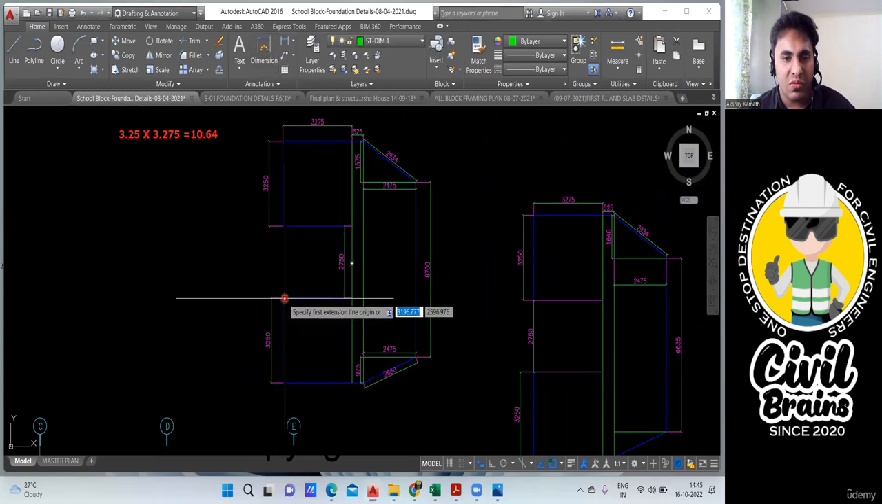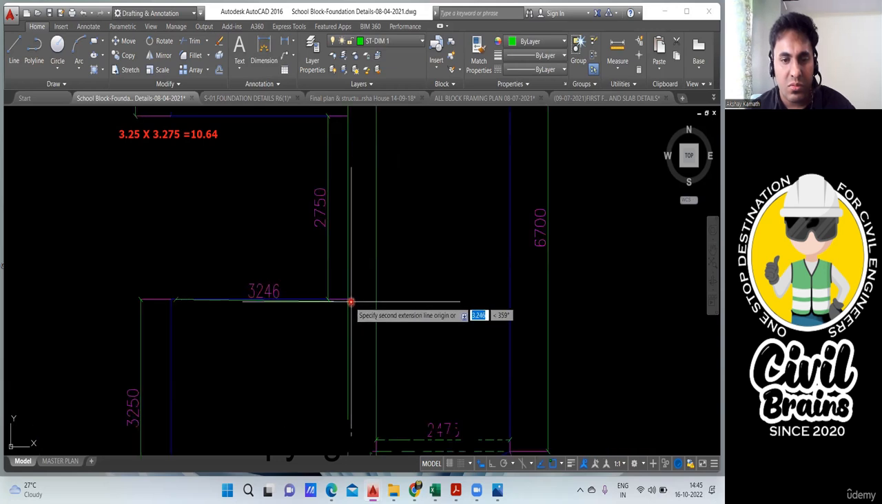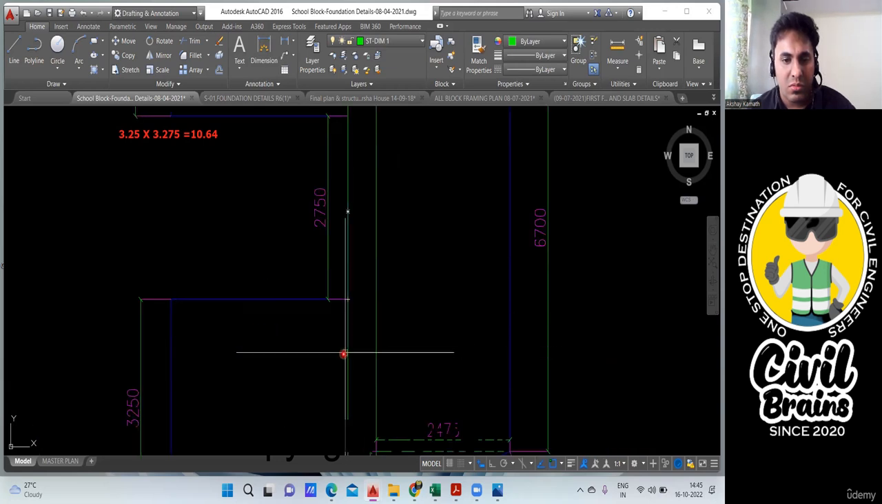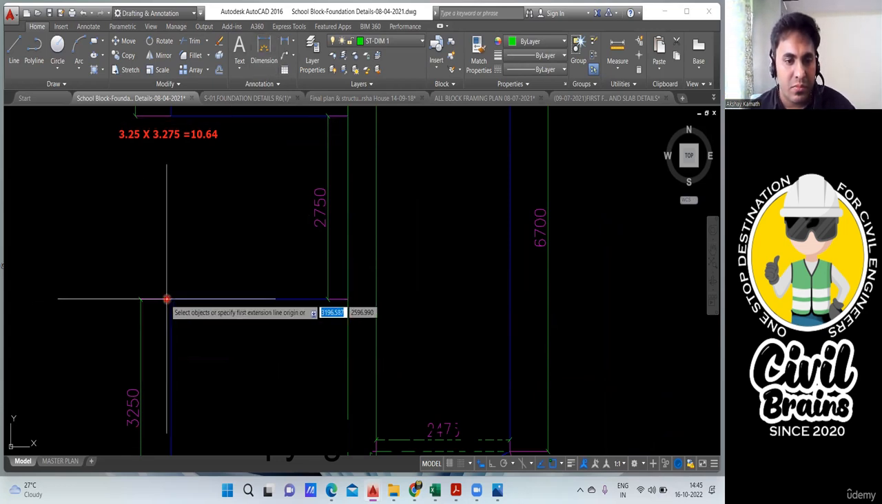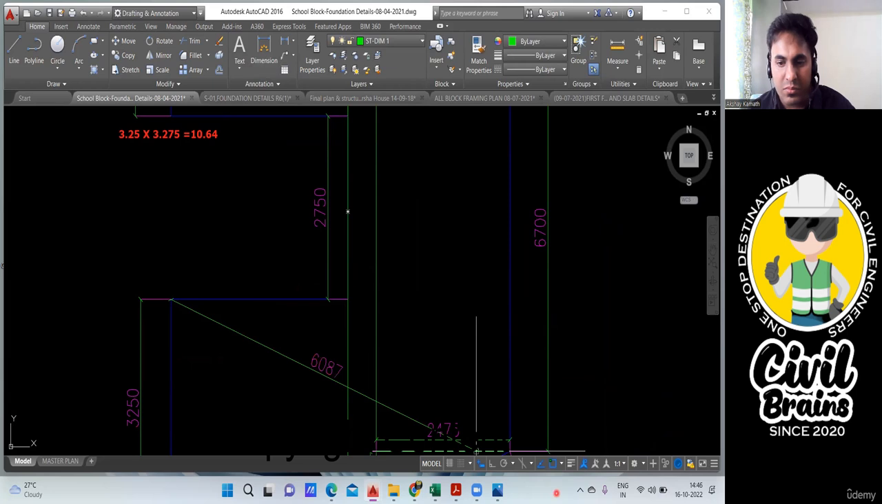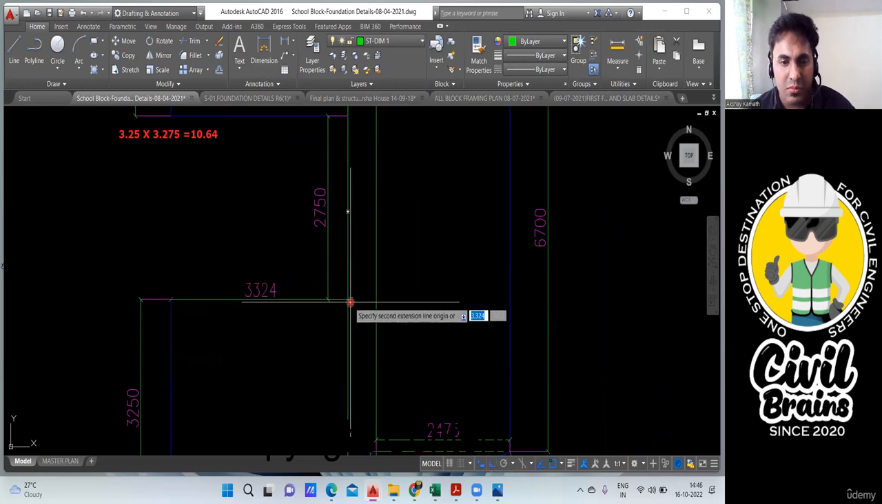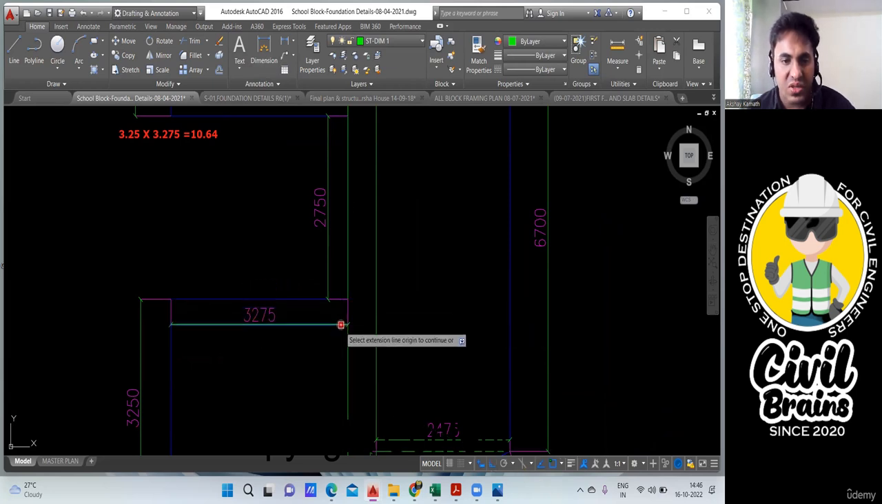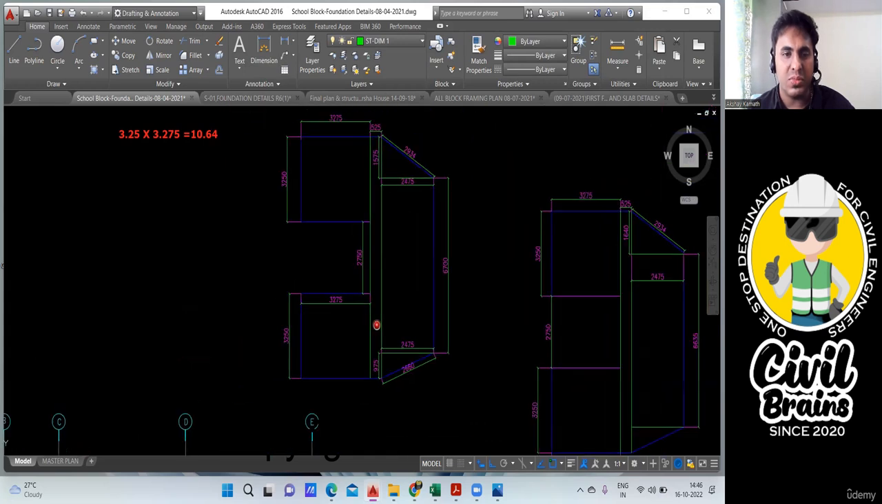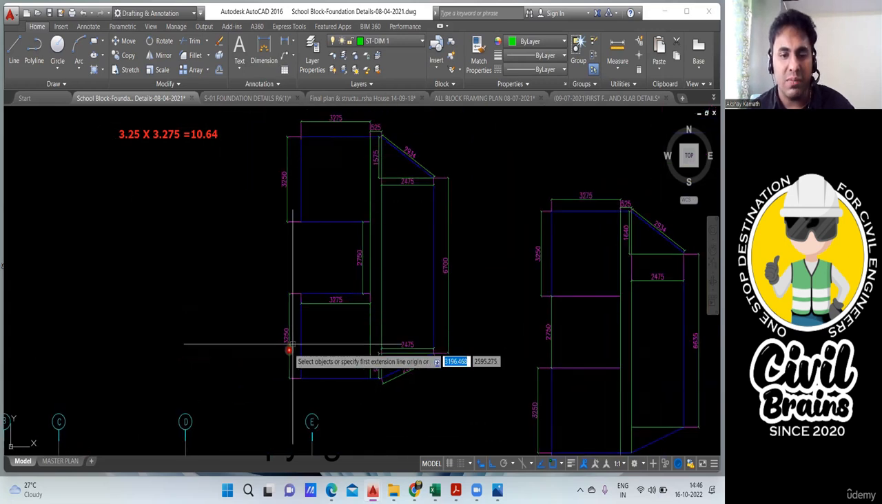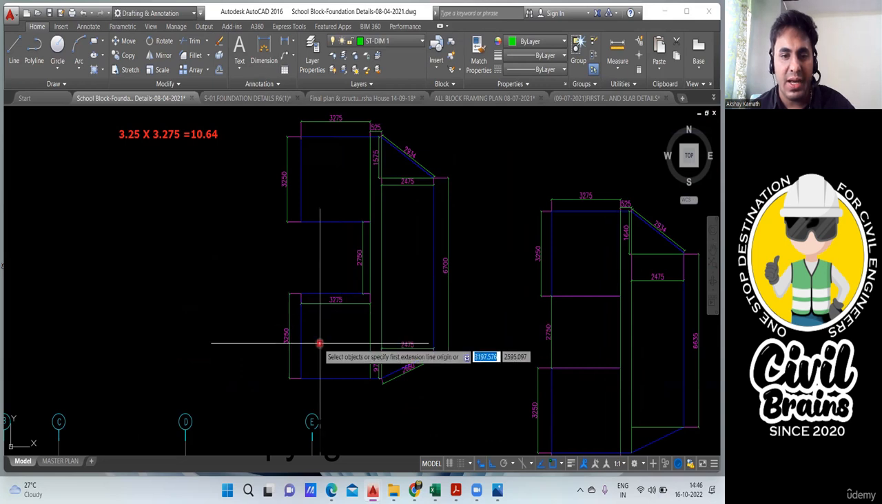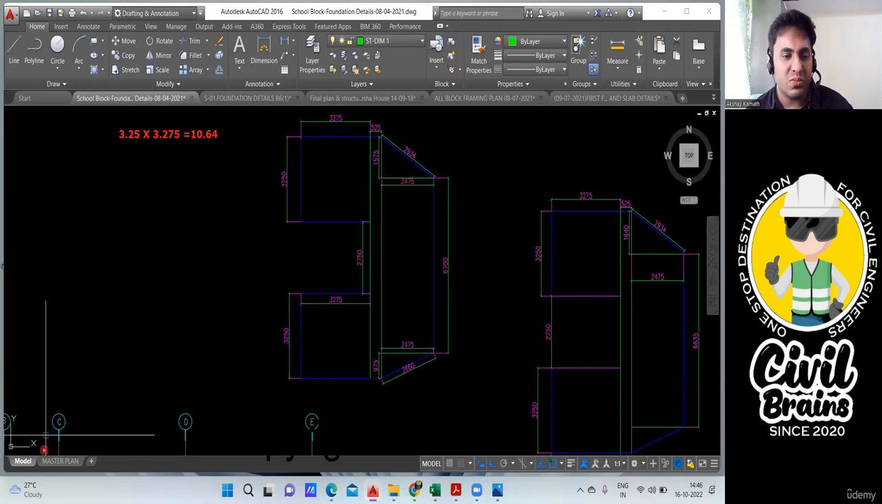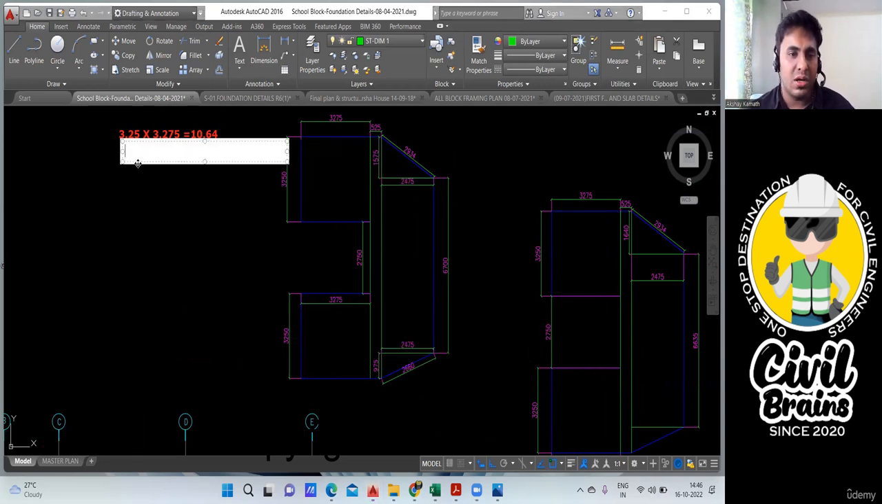Let me find this area again. 3275 and 3250, same thing. So I have to multiply this by 2, because again 3250 into 3275, I'll get the same answer. So I'll write 10.64 again, 10.64. Okay, this part, fine.